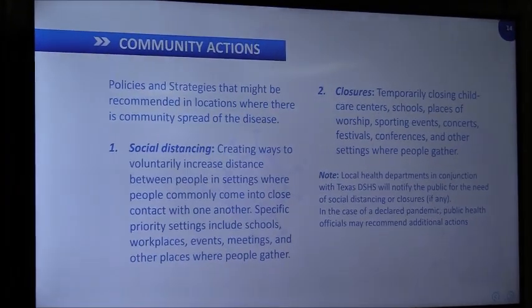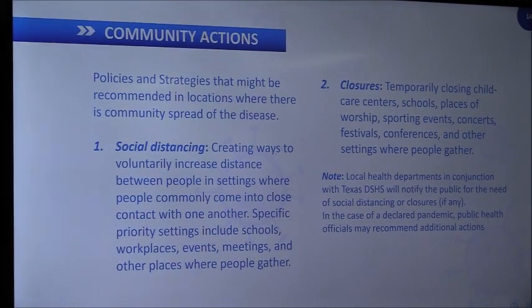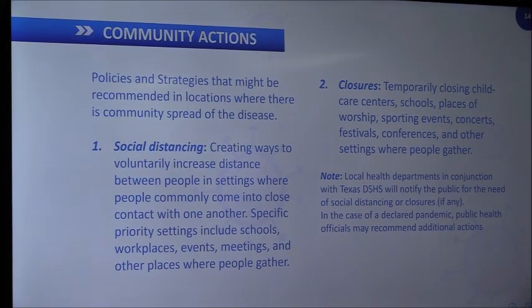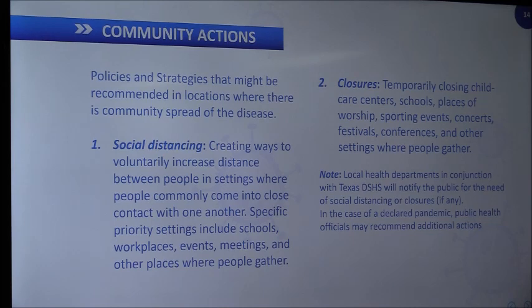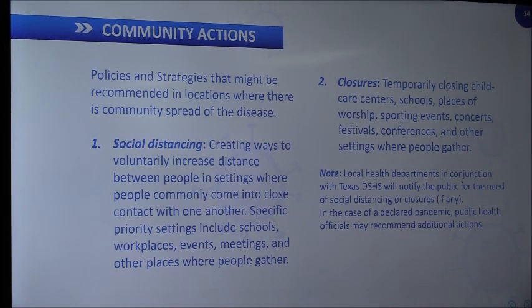Whether it be workplaces or events, meetings, etc., there are places that are beginning to close: child care centers, schools, etc. And then your local health department, in conjunction with the Texas Department of Human Services, will notify the public of the need for anything else, or in case there has been a declared pandemic.